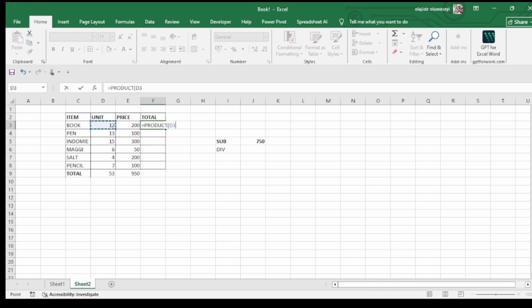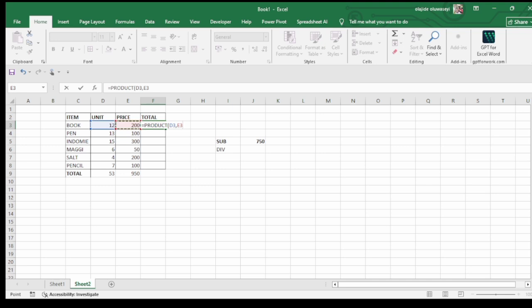D3, comma or colon. In this case, since you are not multiplying much, they are just two cells. You can use your comma and you can use your colon because there's nothing in between. If you make use of your colon, you are right. If you make use of your comma, you are right, because there is no data in between. They are together.